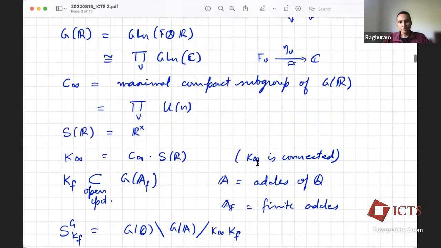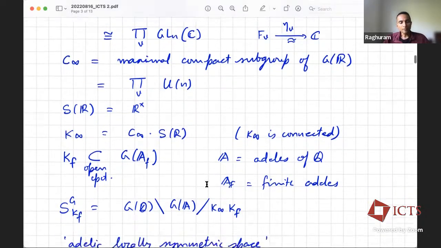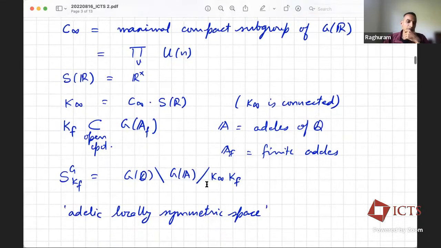And we'll just note that K infinity is connected, as against, say, if you're working with elliptic modular forms or Hilbert modular forms, where the disconnectedness you have to keep track of. Anyway, this K infinity is connected. I take Kf to be an open compact subgroup of G of A F, where A sub F is the finite adeles. And my locally symmetric space, an adelic version of this, I'm going to denote by S G sub Kf. It's G of Q backslash G of A mod K infinity Kf.